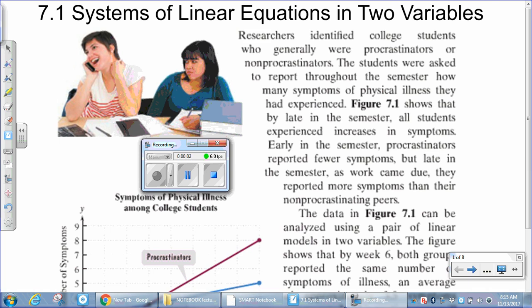This video will cover section 7.1, which is systems of linear equations in two variables. Chapter 7 in general is going to cover systems of equations. In section 7.2, we're going to cover systems of linear equations, but in three variables. And because we're talking about three variables, we're going to have three equations.